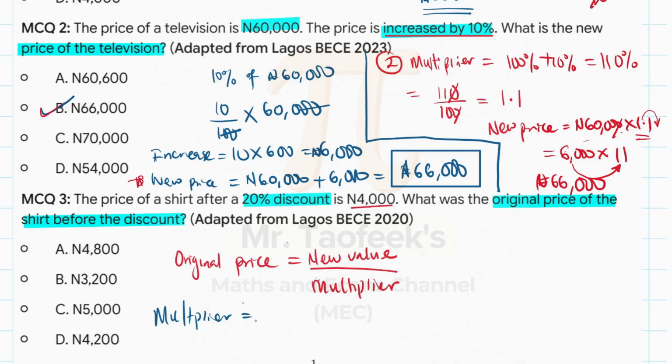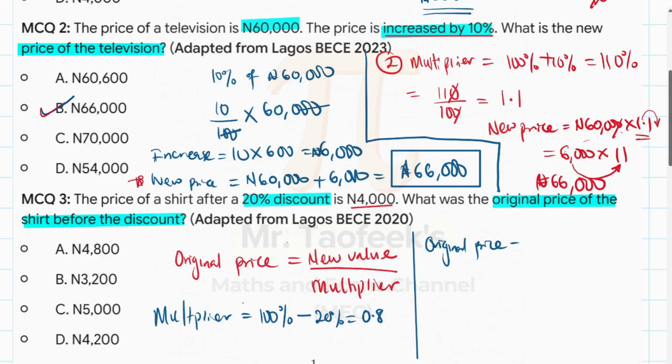If it was an increase, you add. So in this case, we're dealing with a decrease. We're going to do 100% take away 20% discount. And that gives us what? 0.8. Are we together? That gives us 0.8. So that's our multiplier. So therefore, our original price is going to be the new value.